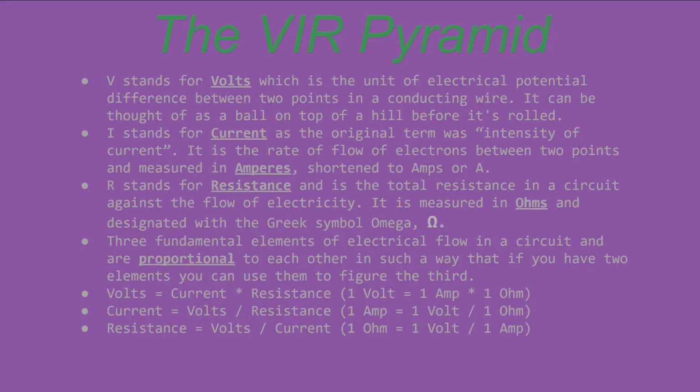The elements of electrical flow are all proportional to each other. That means if you know two of them, you can figure out the third. If you want to figure out volts, that's current times resistance. If you want to figure out current, that's volts divided by resistance. If you want to figure out resistance, that's volts divided by current. Keep in mind that all the units of measurement have to be the same. As we talked about in the unit measurements, you can't use 100 millivolts and 1 amp and 3 megavolts. You actually have to do the conversion for the numbers to go correctly.